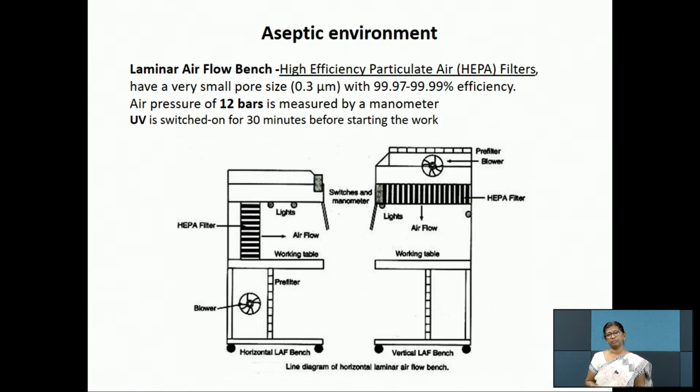It enters through the pre-filter. In the pre-filter, the dust particles are removed, and from the pre-filter, the air enters into the HEPA filter, that is the high efficiency particulate air filter. In the HEPA filter, it will eliminate all the microorganisms, either fungal spores or bacteria present in the air, and the air which enters into the laminar airflow chamber will be the clean air.